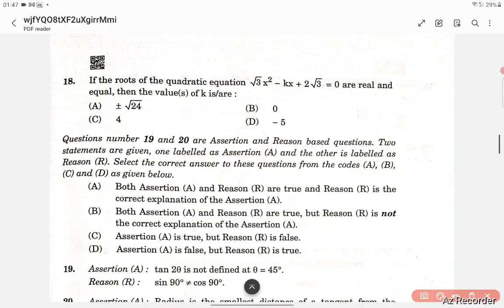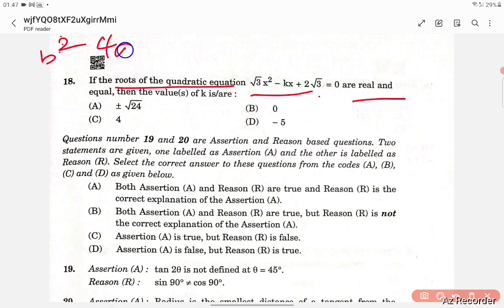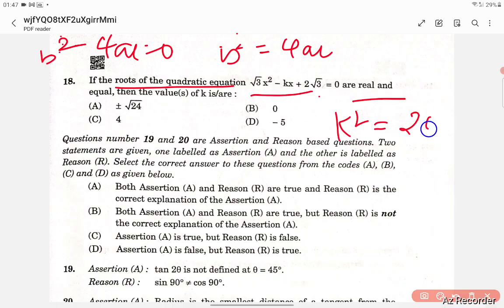Then if the roots of the quadratic equation are real and equal, that means b square minus 4ac is equal to 0, so b square is equal to 4ac, k square is equal to 4 into root 3 into 2 root 3, that is 8 into root 3 the square, that is 8 into 3 is 24, so k is equal to plus or minus root 24. A is the answer.